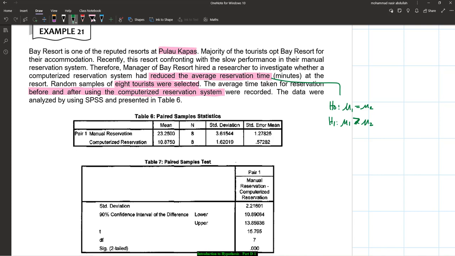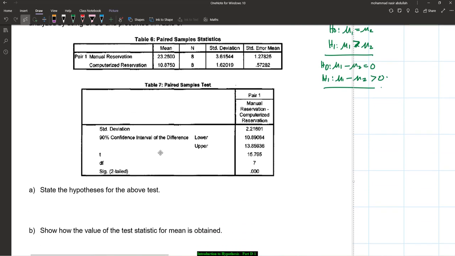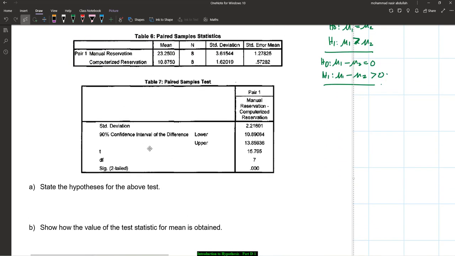So we can put it this way: mu1 and mu0, mu1 minus mu2 equal to 0. H null, H alternative, mu1 minus mu2 is more than 0, right? So this is going to be a one tail test. So this is the result, table number 6 and table number 7, right? So state the hypothesis for the above test.